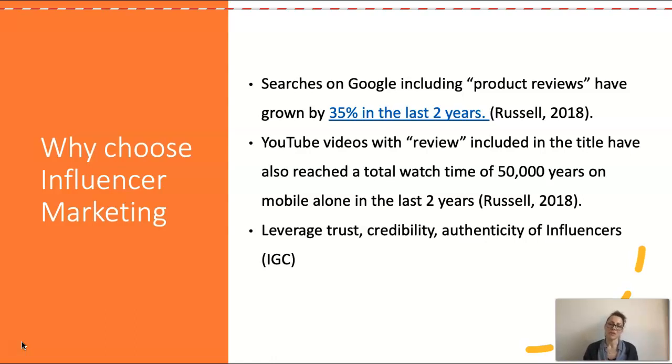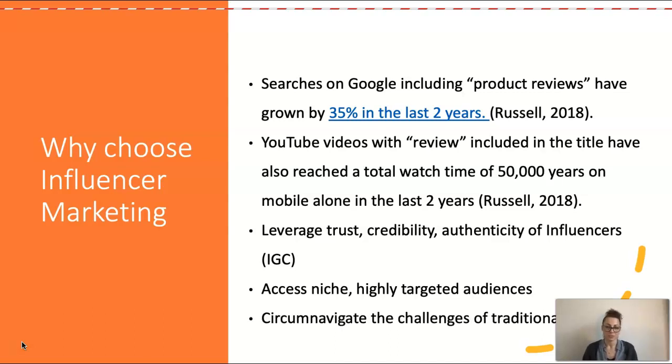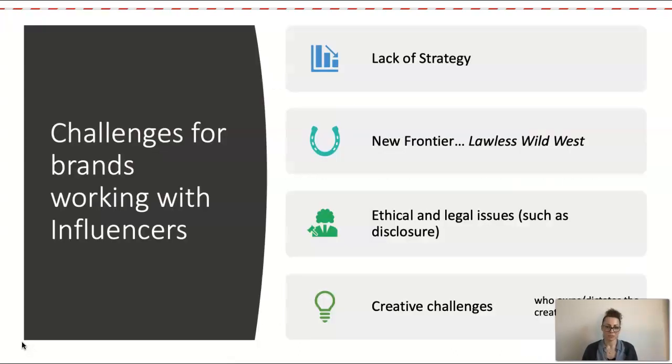So as mentioned in the previous mini lecture, when we use influencer marketing, we're leveraging their trust, we're leveraging and borrowing their credibility and the authenticity that the influencer has built with their audience. And also by using influencer marketing, we're accessing a very niche, a very specific and a very targeted and a very engaged audience that the influencer has nurtured. And overall, using influencer marketing helps us to circumnavigate those challenges that are posed through traditional digital marketing like banner blindness or ad fraud or the interruptive, annoying nature of interstitial adverts.